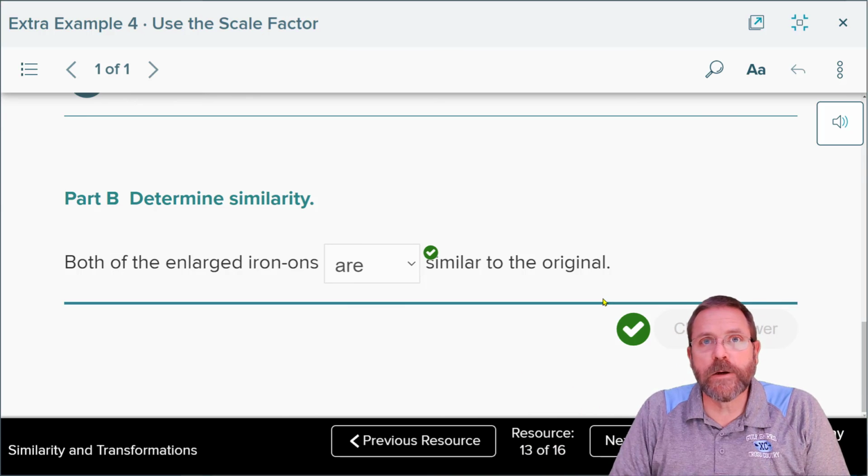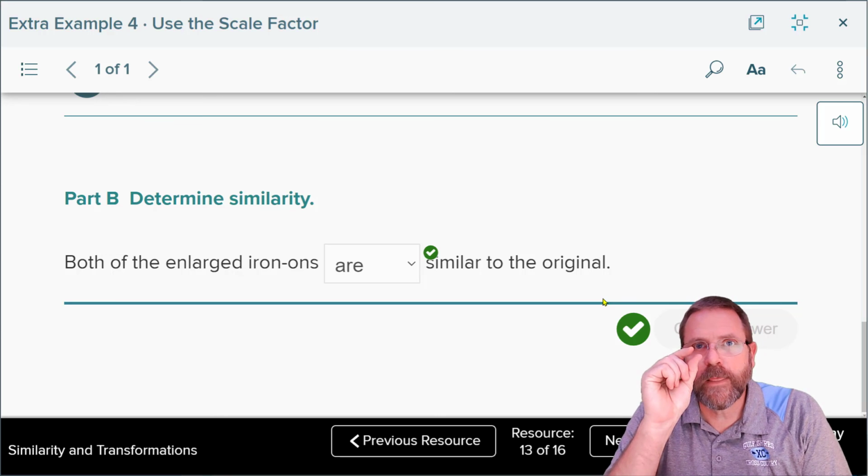One lesson to go, boys and girls. We're this close. This close.